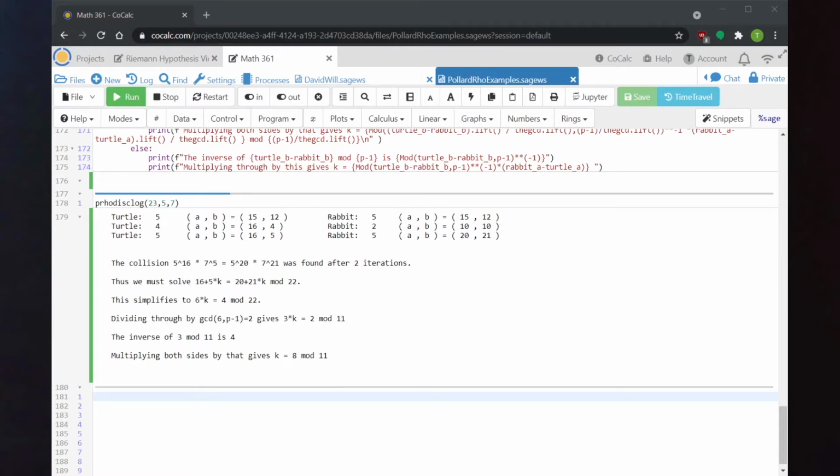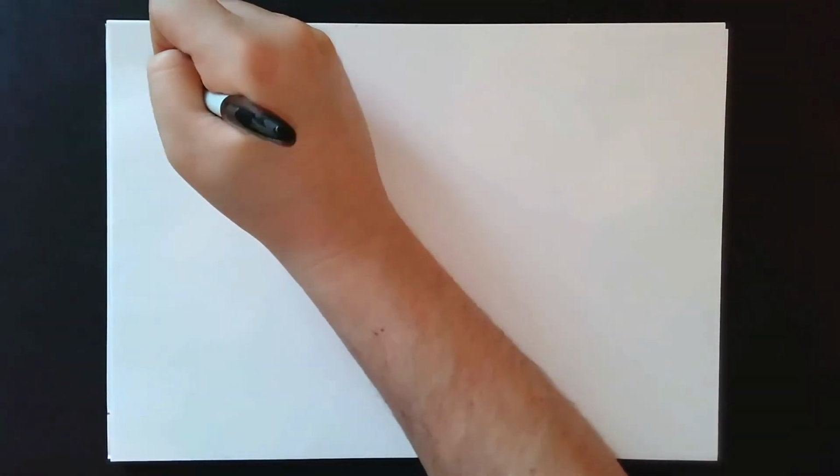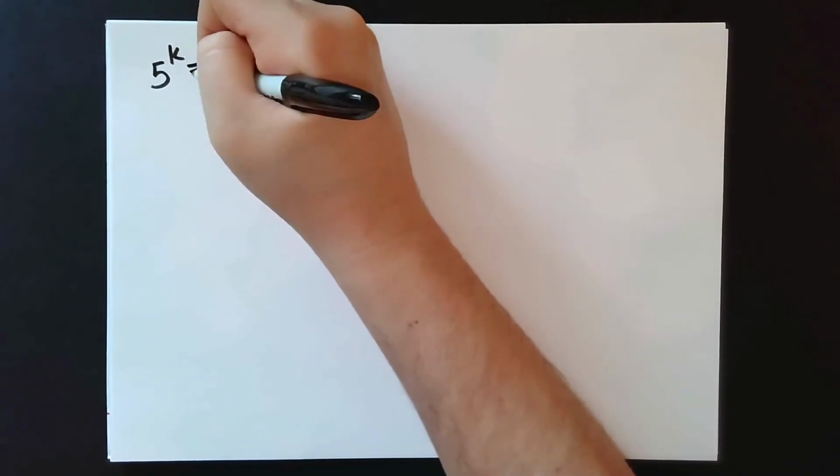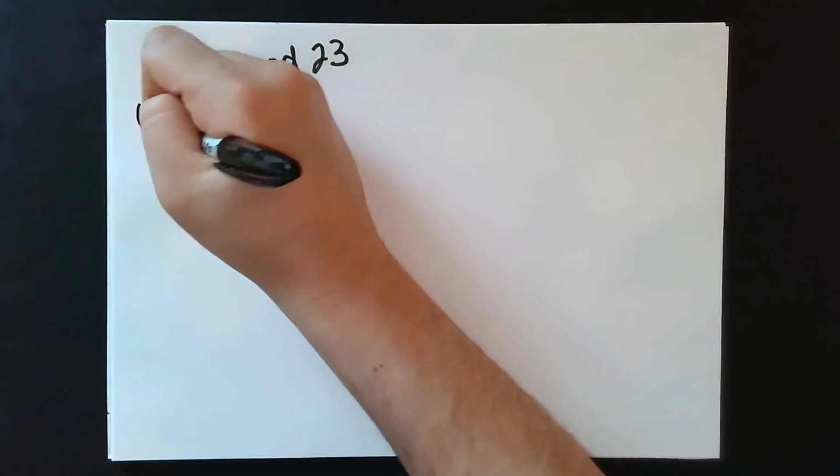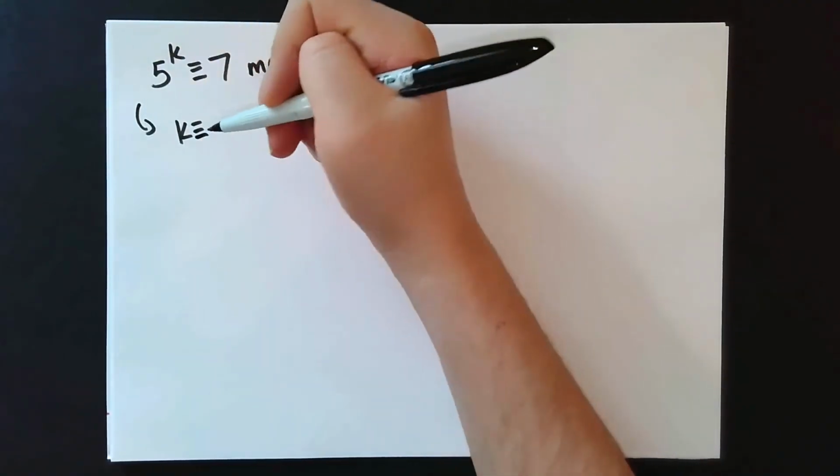So let's summarize what we're doing. We want to solve 5 to the something is 7 mod 23. And as a result of this algorithm, I've learned something about k.